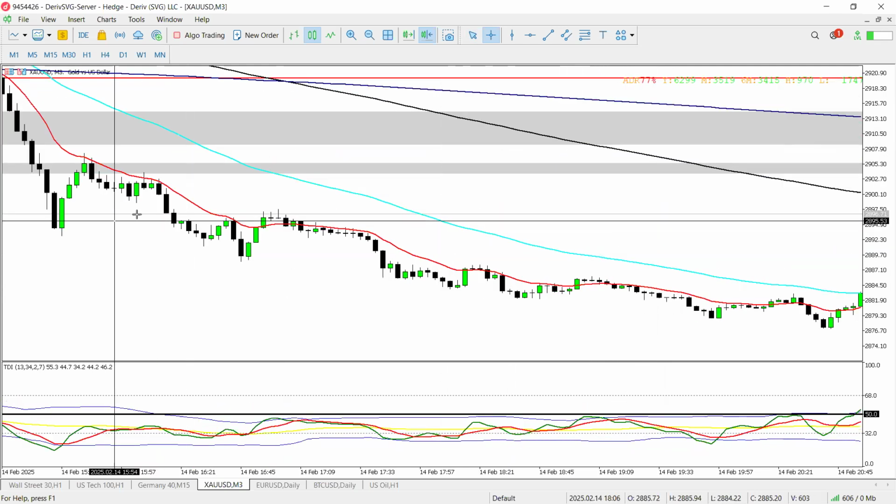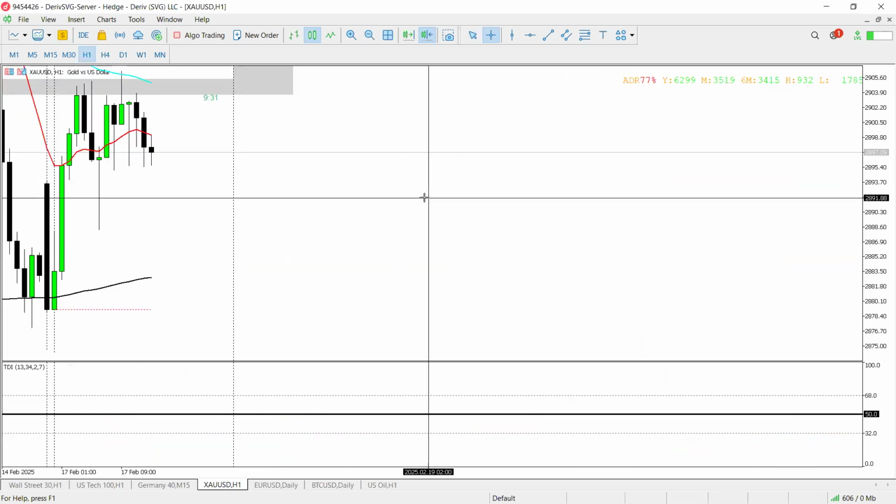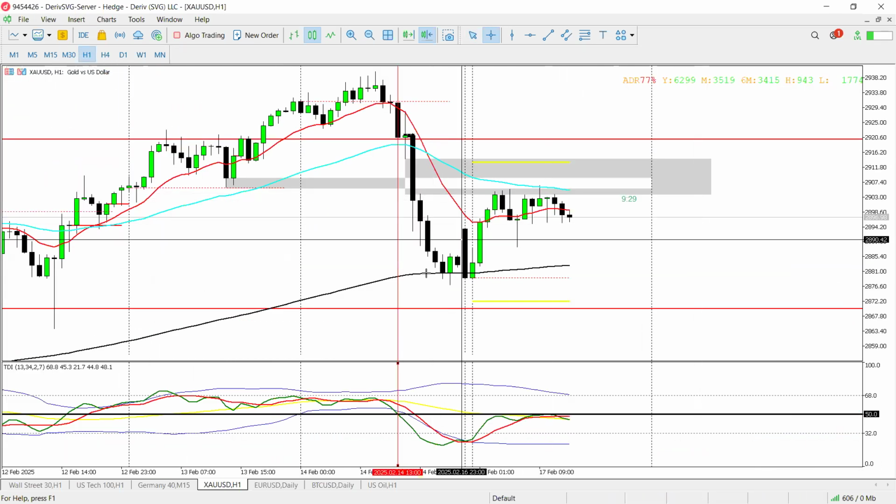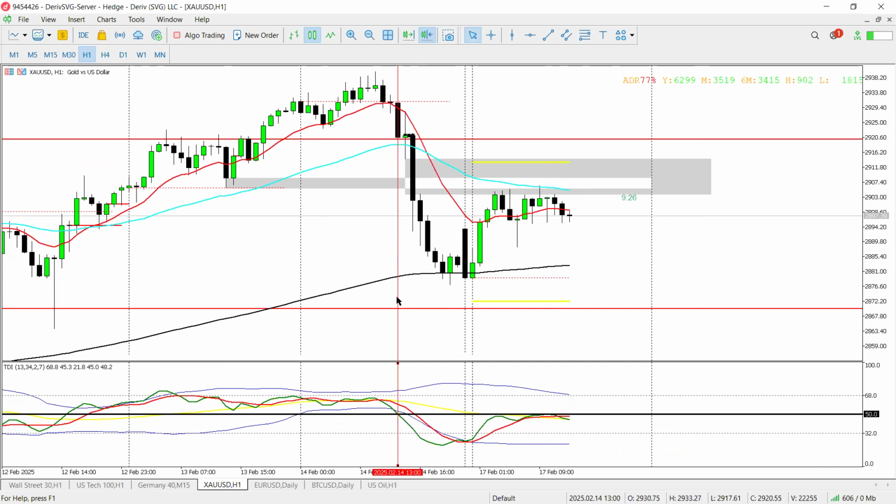So I just thought, let me show you a clean example of something which I just saw when I looked at the charts just now. So for now, I'm looking at a setup on gold actually.